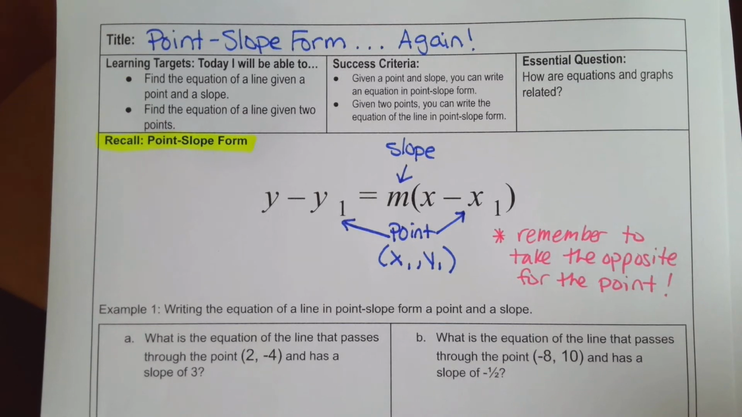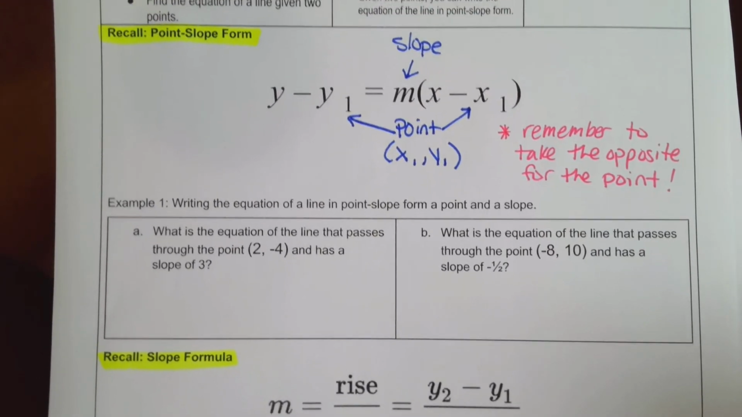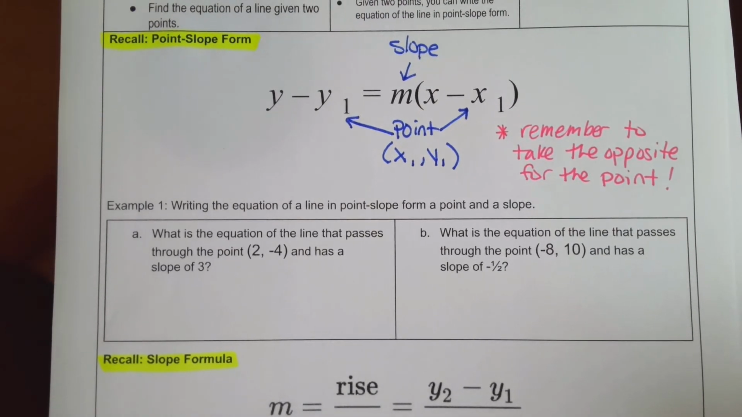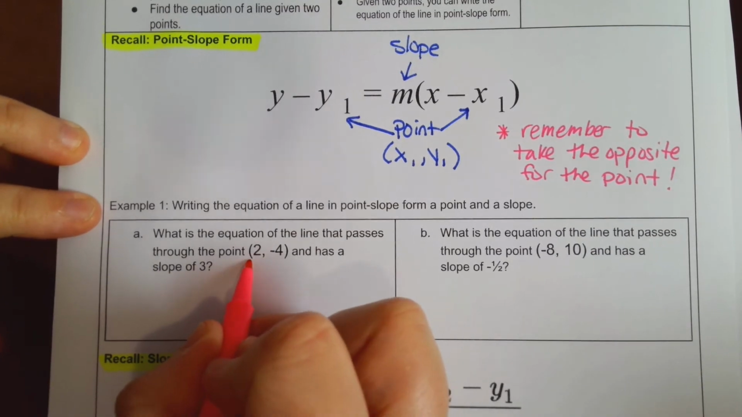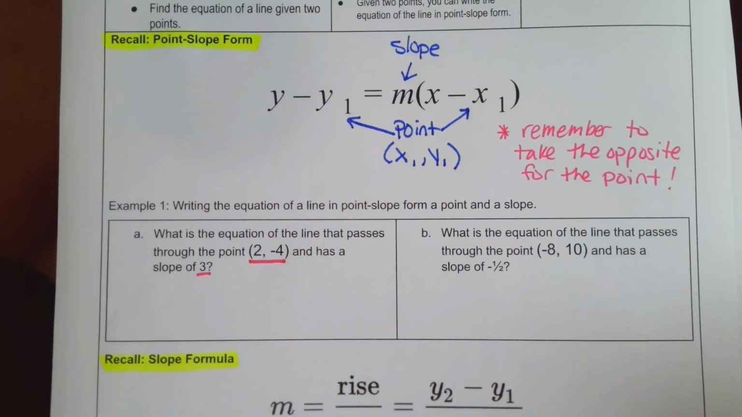So we're not doing any graphing today. What we're going to be doing is writing equations. So it's all going to be written in point slope form. So our first example is writing the equation of a line in point slope form given a point and a slope. So our first one is, what is the equation of the line that passes through the point 2, -4 and has a slope of 3?